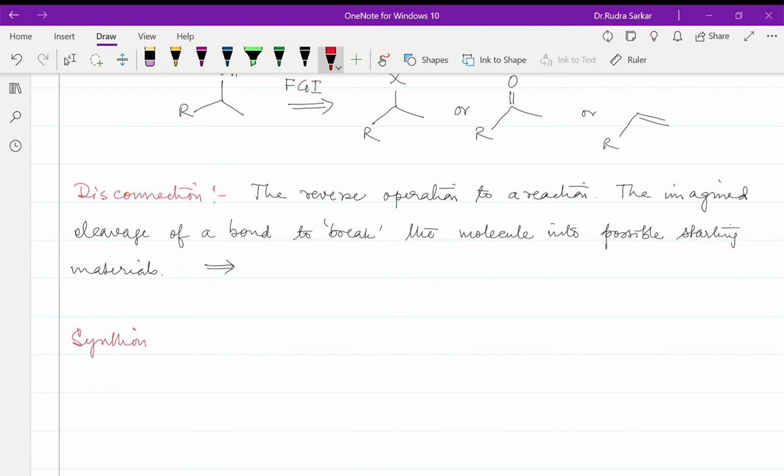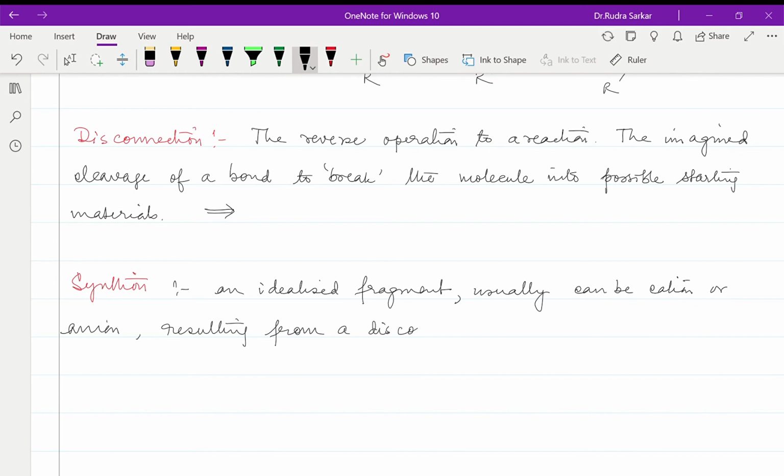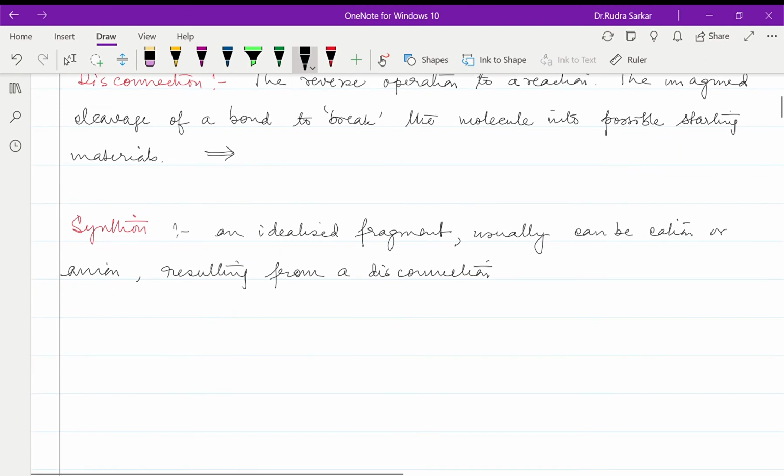Synthon, what is that? It is an idealized fragment, usually a cation or an anion, resulting from a disconnection. It may or may not be an intermediate in the corresponding reaction.